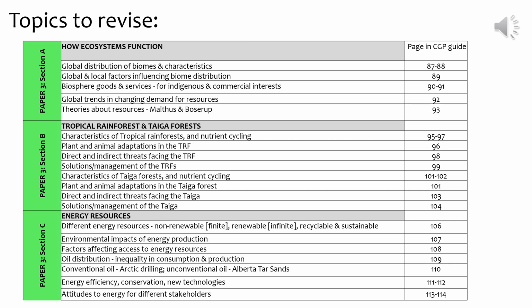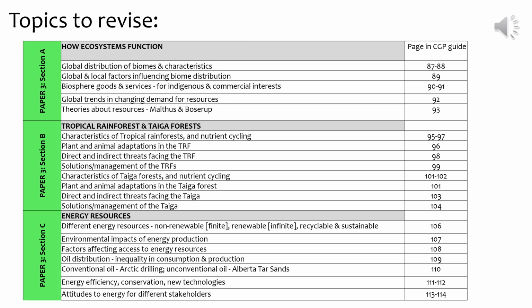You can see that you then need to know about the characteristics of the tropical rainforest, nutrients, how they move around the cycle, and the stores of soil, biomass, and litter. You need to know some plant and animal adaptations in the tropical rainforest. Direct threats means things that people do that they know it's actively going to have an impact, like deforestation is a direct threat. An indirect threat, for example, is something like climate change. It's something that happens because of the deforestation. Solutions and management, so ways in which they're using ecotourism, for example, to manage deforestation.